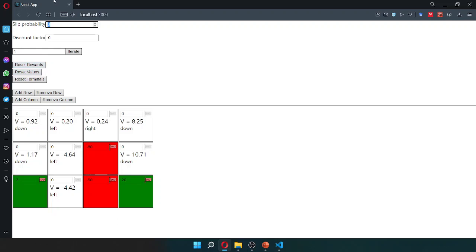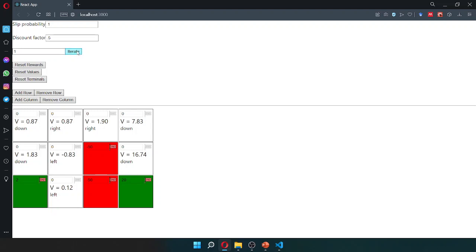So yeah, let me just refresh again. So let's just try a slip probability of 0.1 again. Then let's go back and change the discount factor to 0.5. I'm just curious what will happen. Okay, so iterate, iterate, iterate.